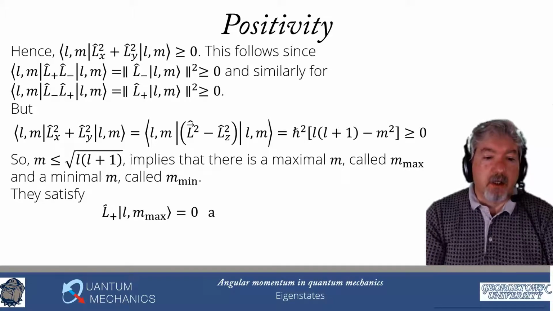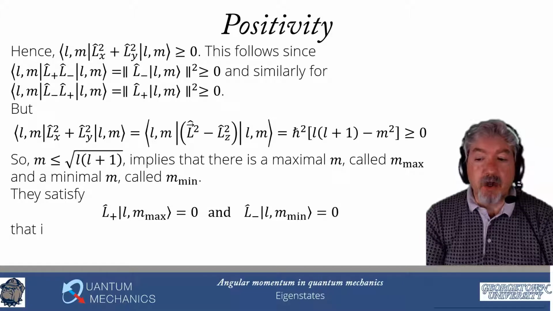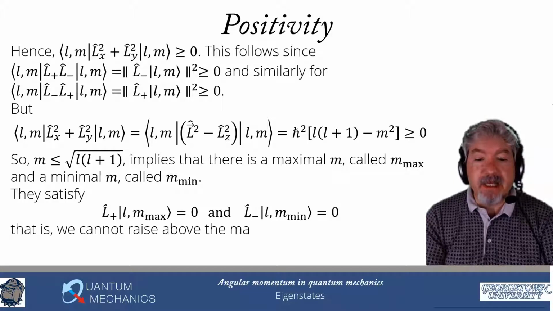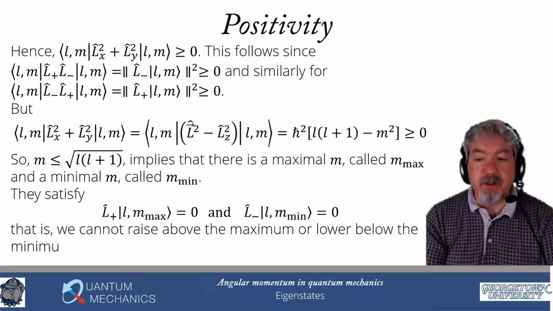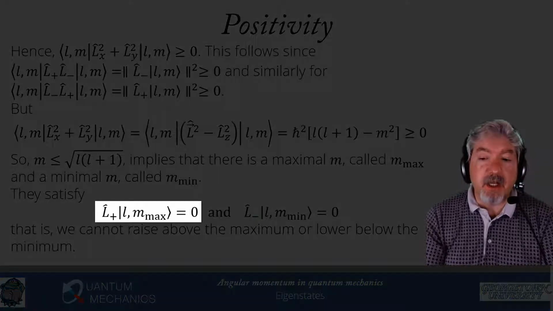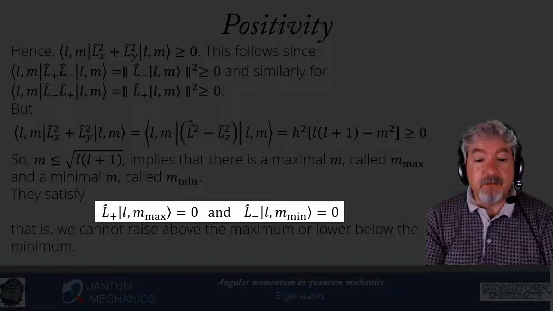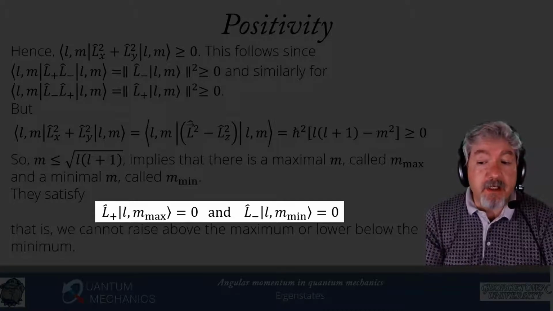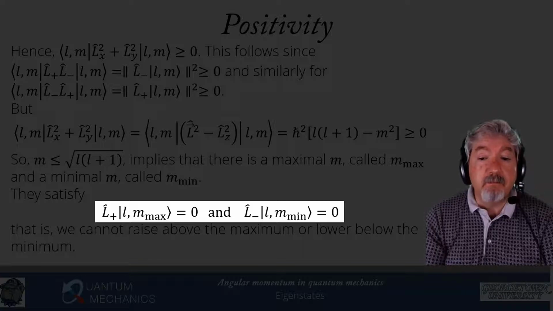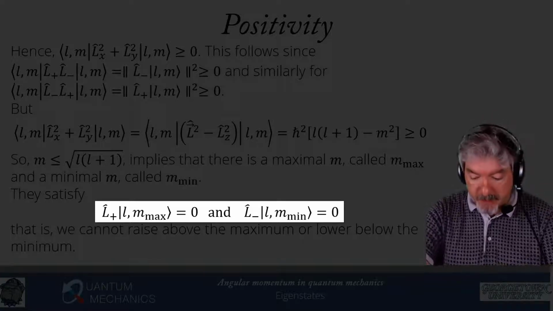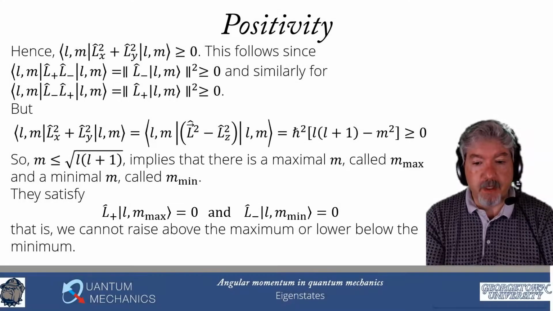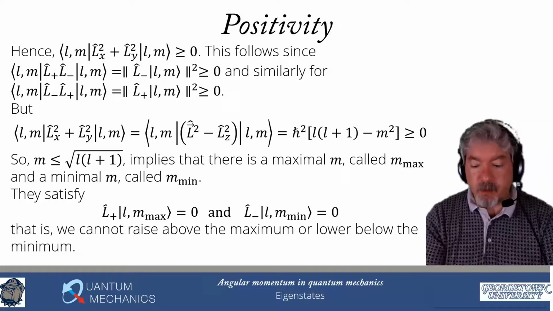Now, because I can no longer raise the operator, I must annihilate the eigenfunction when I apply an L plus on Lm max. And similarly, when I apply an L minus on Lm min. Please be sure that you understand how this works. We verified that the eigenvalue, if it doesn't annihilate it, must give us an eigenvalue that is m max plus 1 when I apply an L plus onto it. But we know that can't occur because m max is the biggest one. And so we must have that the L plus annihilates this state. Okay, so we cannot raise above the maximum or lower below the minimum.